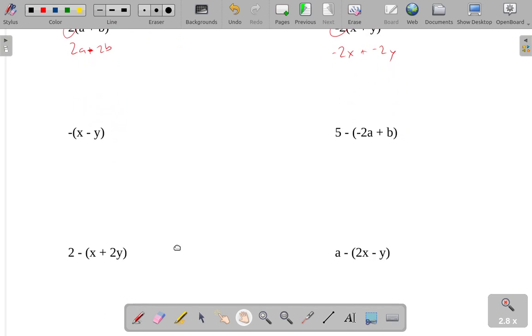In a case like this, where we have just a negative on the outside of the parentheses, well, this is really the same thing as saying negative 1 times x minus y. This is sometimes pronounced the opposite of something, and the way we change something's sign, or take the opposite of it, is we multiply it by negative 1. So this thing right here is the same as multiplying by negative 1.